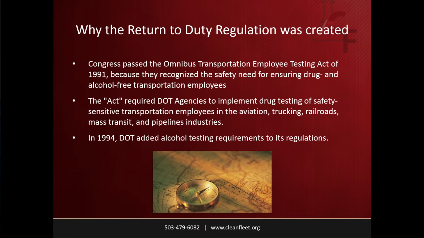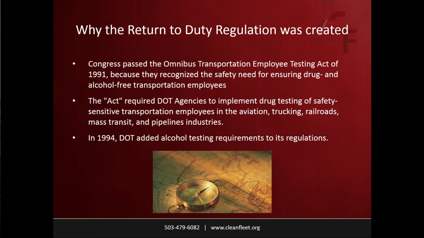Going into why the return to duty regulation was created in the first place and what it's meant to accomplish. Looking at the history of it, after several significant transportation accidents, especially in the 80s and early 90s, Congress passed the Omnibus Transportation Employee Testing Act of 1991, and they did this really because they recognized that safety need for ensuring drug and alcohol-free transportation employees.